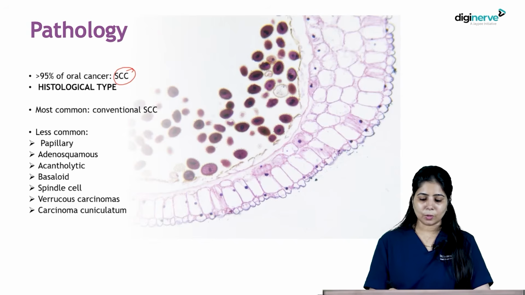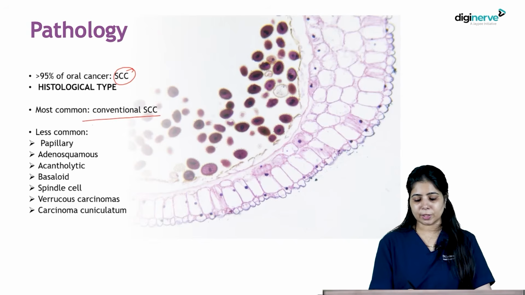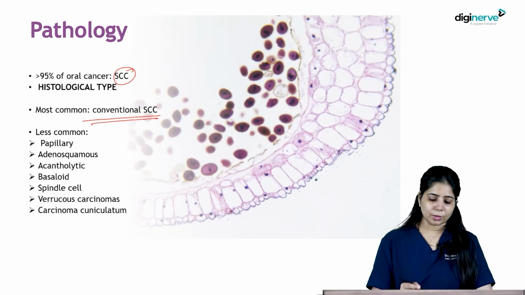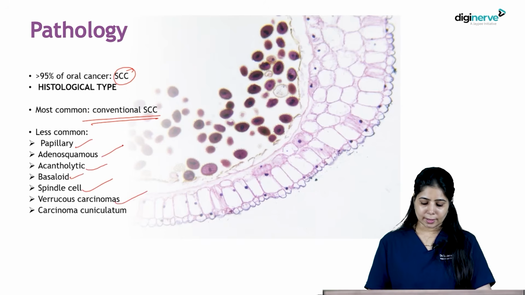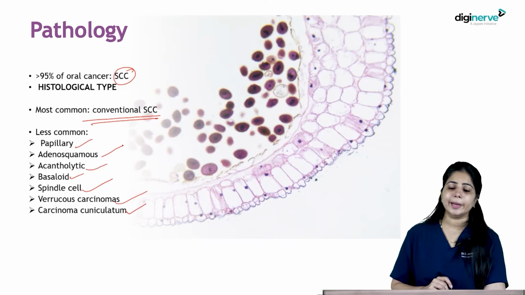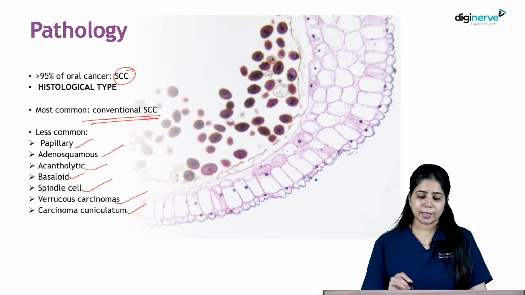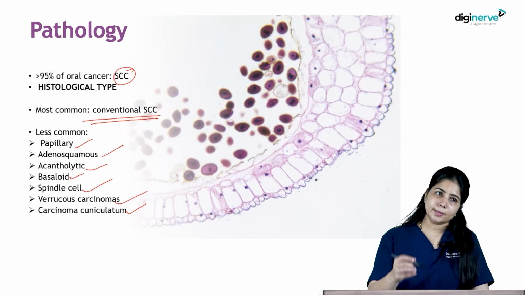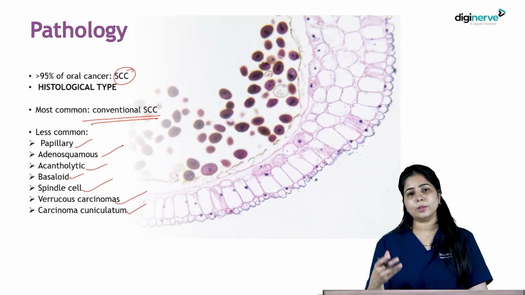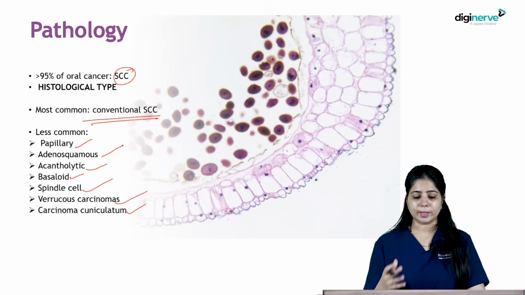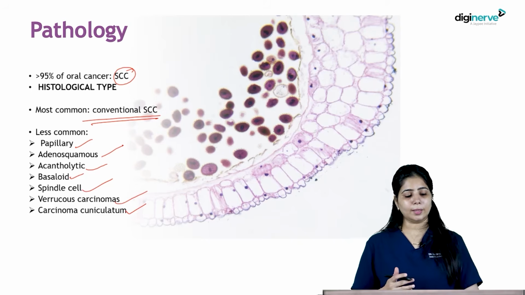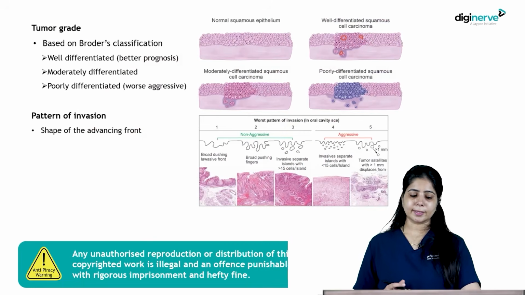In squamous cell carcinoma, most common is conventional type, and then of course, we have other less common types which can be papillary, adenosquamous, acantholytic, basaloid, spindle cell, verrucous, and carcinoma cuniculatum. Okay. So conventional SCC is most common. SCC is the most common kind of cancer of the oral cavity. In that, conventional squamous cell carcinoma is the most common. We have a few other less common types.